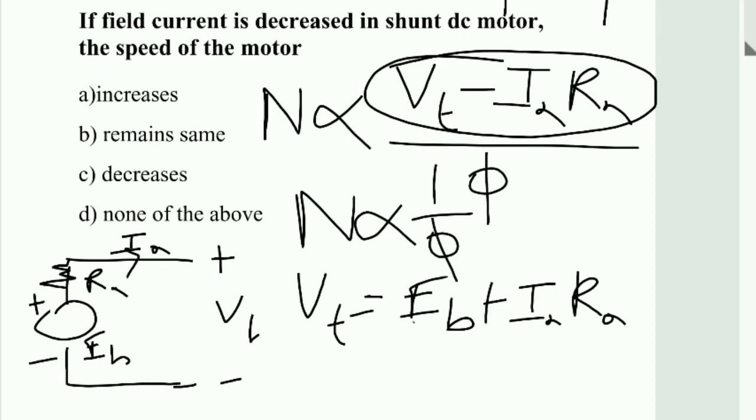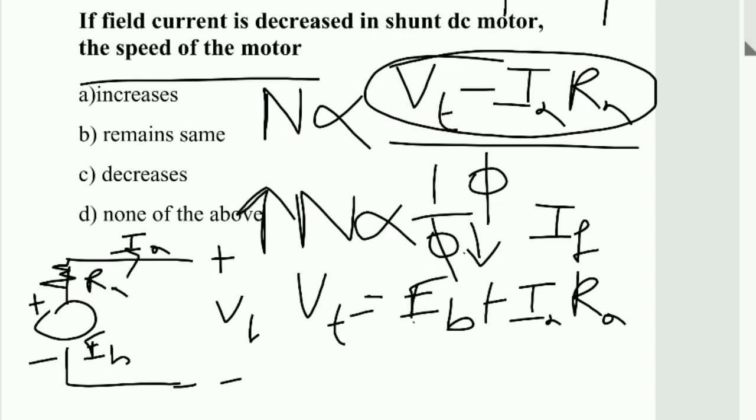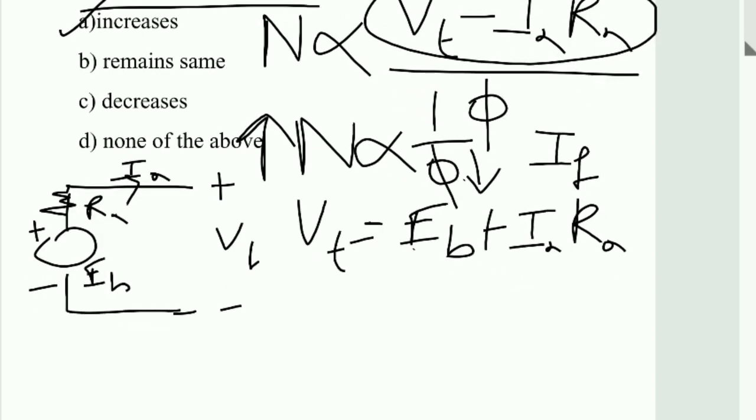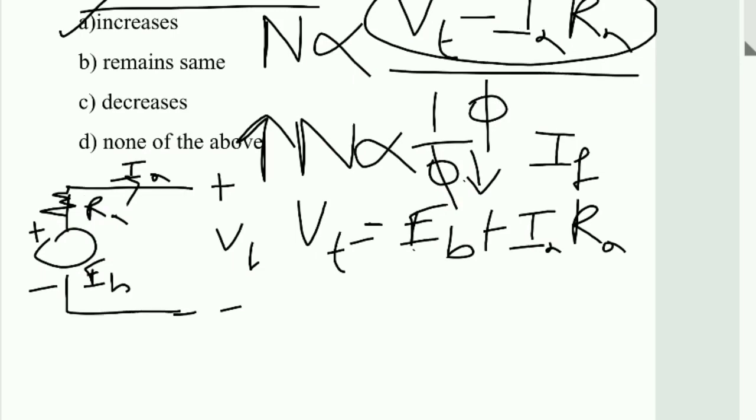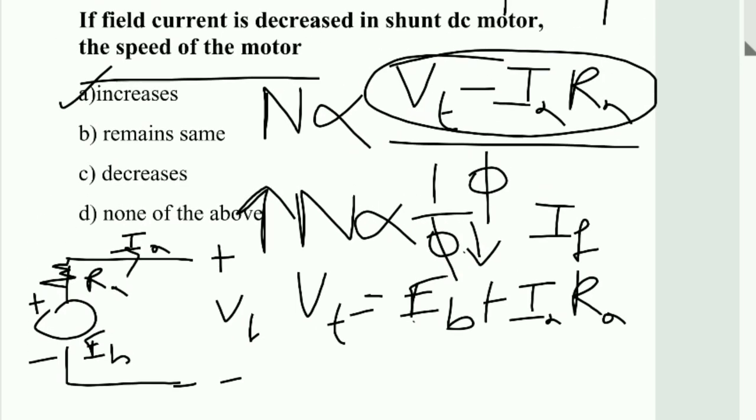Now if the field current is decreased, if IF decreased, then what? Then the flux will also drop. If flux drops, then the speed will increase. So the speed of the motor will be increased. A will be the right answer. Now if you ask how can we decrease the field current, we will put a rheostat type resistor in the shunt field, and if we change the value of the resistance, we can control the field current also, right?